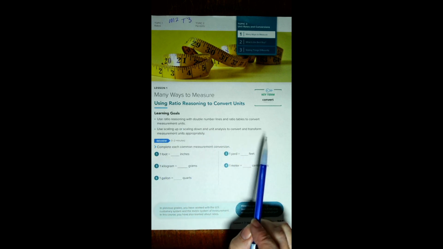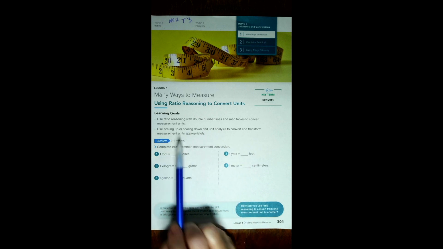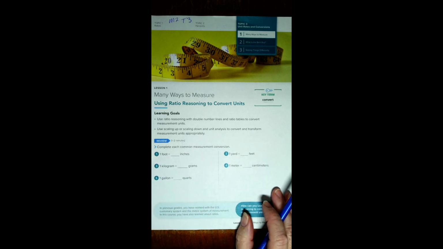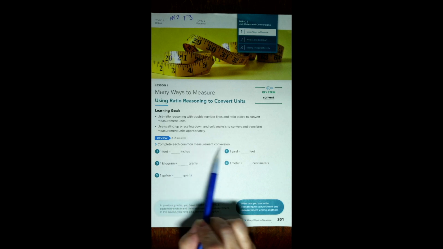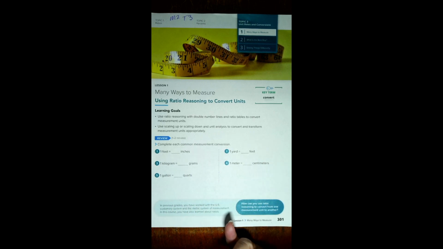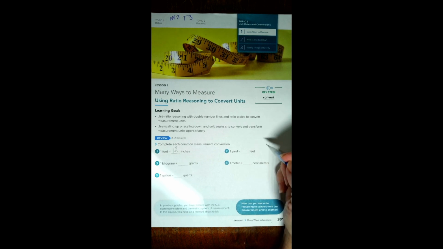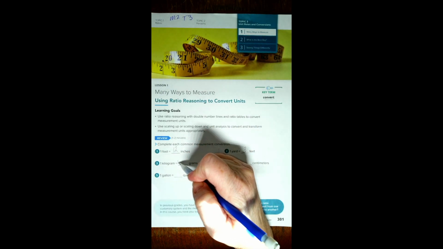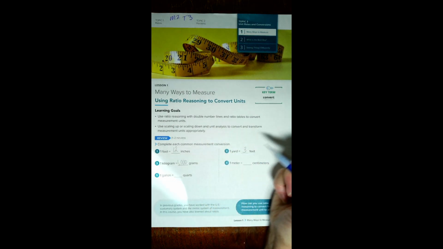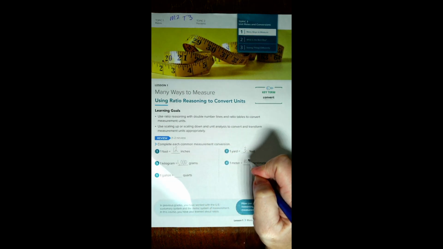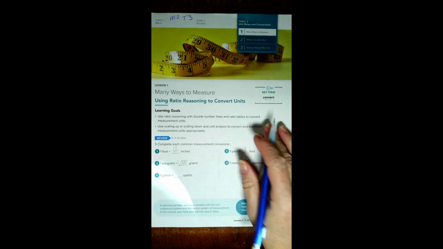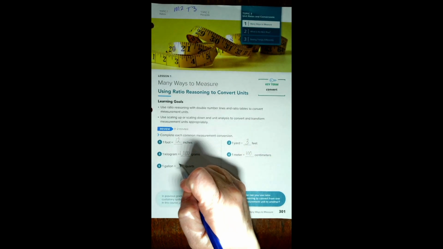Use scaling up or scaling down and unit analysis to convert and transform measurement units appropriately. So we need to know some common measurement conversions, and some of these you probably already know, some you probably don't. For example, you probably know number 1, 1 foot is the same as 12 inches, and number 2, 1 yard is 3 feet. What you may not know is 1 kilogram is the equivalent of 1,000 grams, and 1 meter is the equivalent of 100 centimeters. 1 gallon, you may know, is 4 quarts.